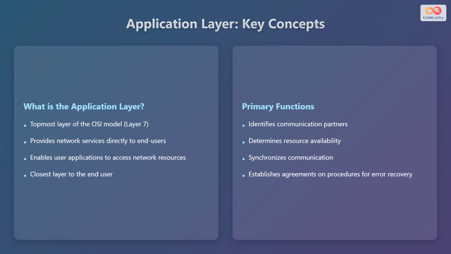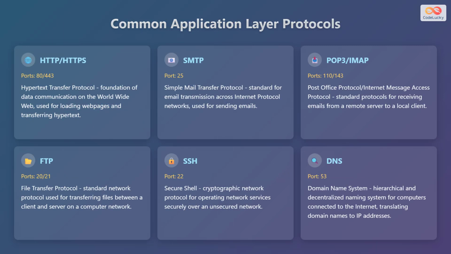Its primary functions include identifying communication partners, determining resource availability, synchronizing communication, and establishing agreements on procedures for error recovery. The application layer uses various protocols to provide services. Let's discuss some common ones.